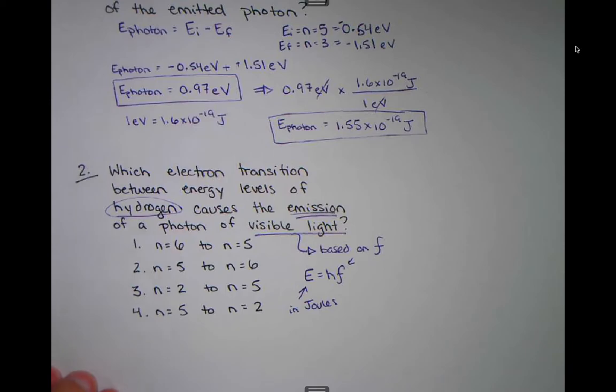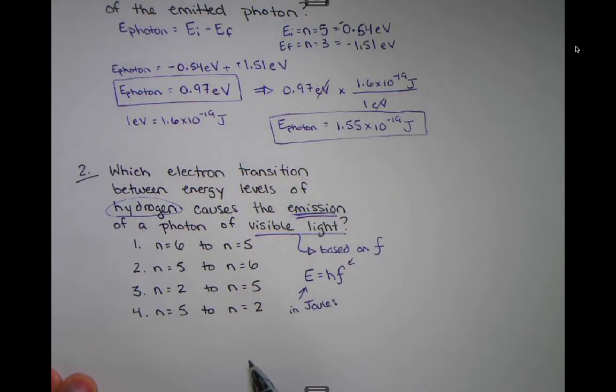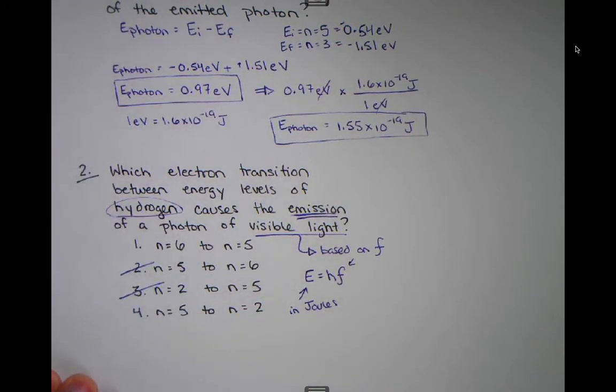Right off the bat, you should be able to get rid of two answers here. If you're emitting light, that means your electron is falling down closer to the ground state. For light to be emitted, you have to fall down, so you are not going up in levels. So you're not going from 5 to 6 or 2 to 5. So you only have two things to consider here.